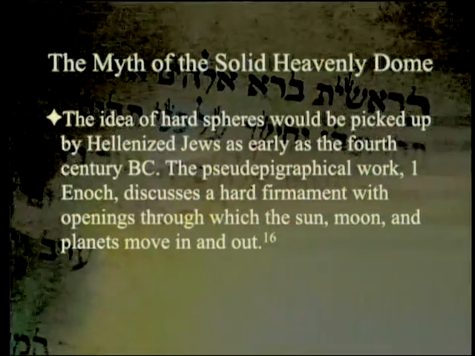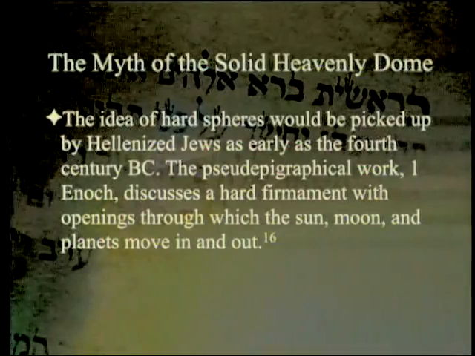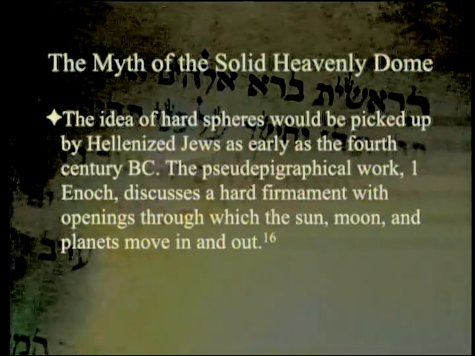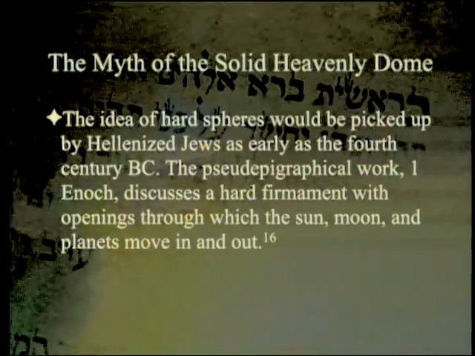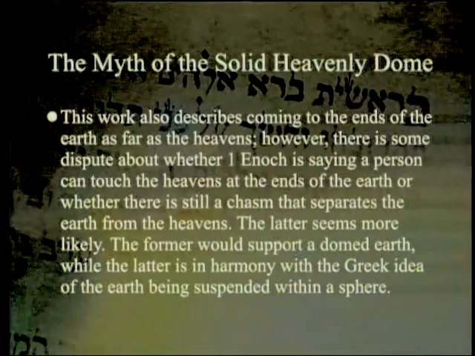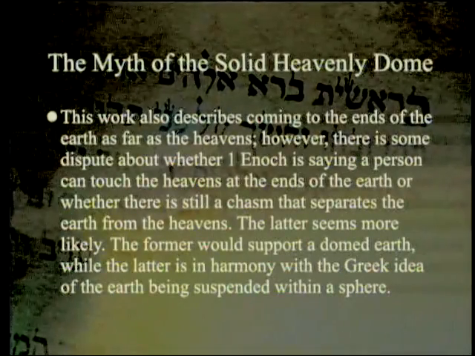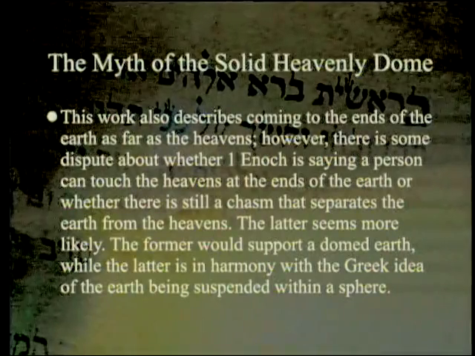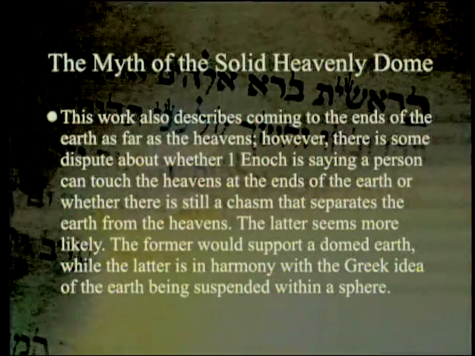The pseudepigraphical work First Enoch discusses a hard firmament with openings through which the sun, moon, and planets move in and out. This work also describes coming to the ends of the earth as far as the heavens, whatever that means.